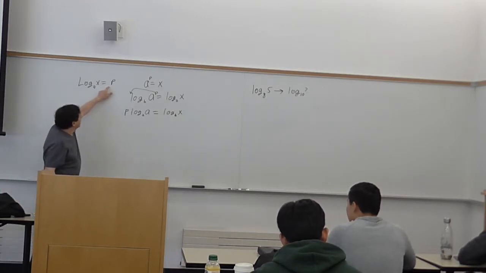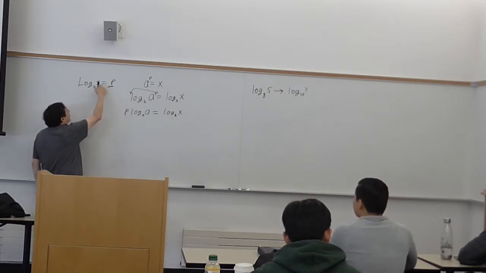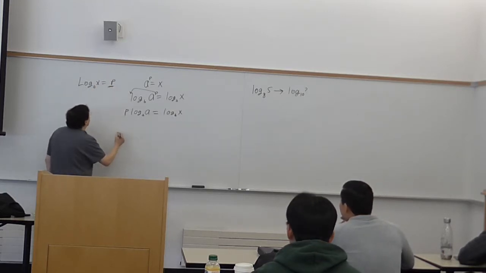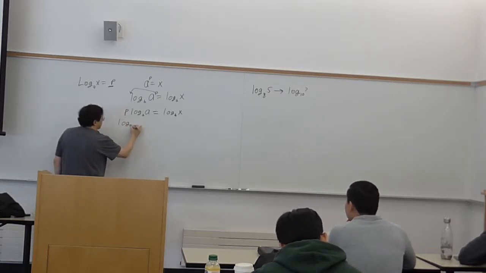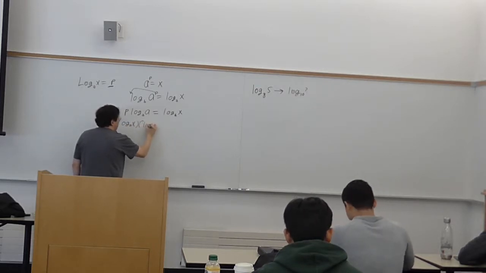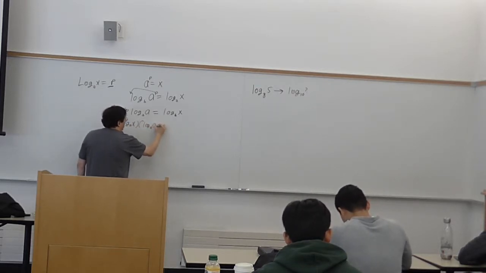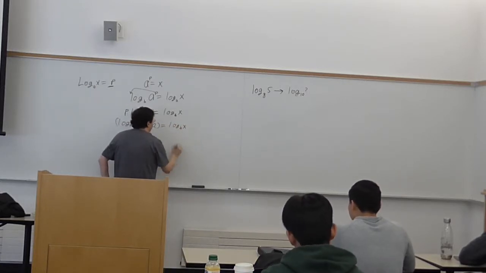In particular, I'm going to go back to my original expression. I have p defined here as log to the base a of x. So I'm just going to insert that. Log to the base a of x. Log to the base b of a equals log to the base b of x.